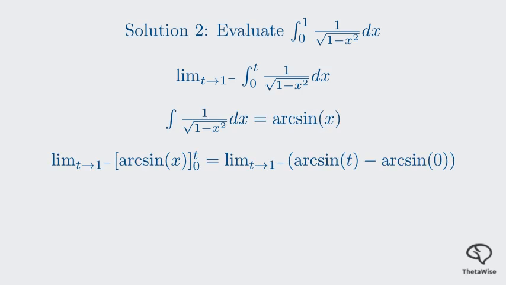As t approaches 1 from the left, the inverse sine of t approaches the inverse sine of 1. The inverse sine of 1 is pi over 2, so the limit is pi over 2. The integral converges to pi over 2. This result is actually the area of a quarter circle with radius 1.